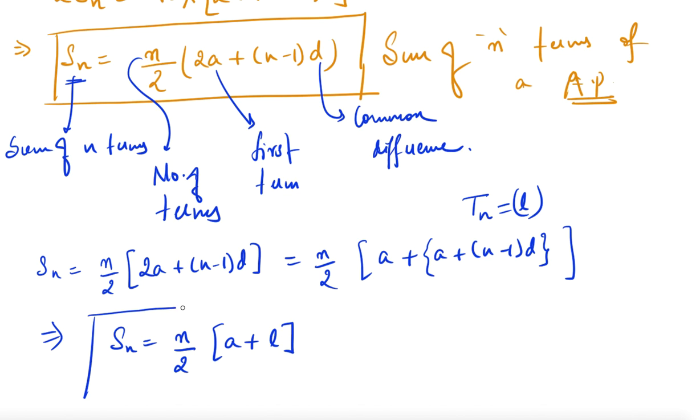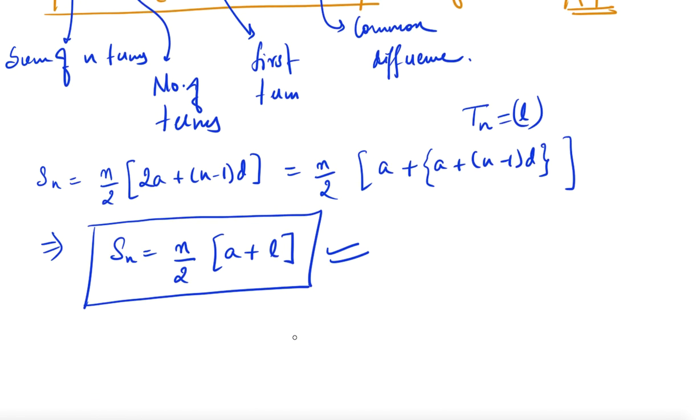Okay, this is another formula for the sum of n terms of an AP. That is, the sum of n terms of an AP is given by number of terms divided by 2 into (first term plus last term). So this is another formula which will give you the sum of n terms.